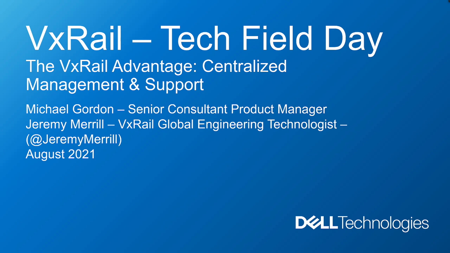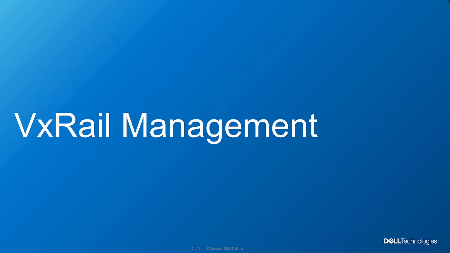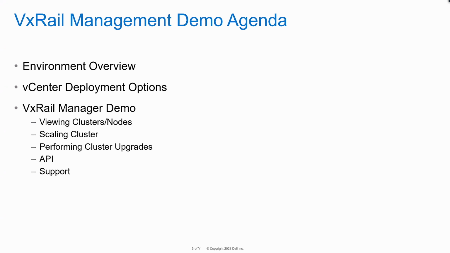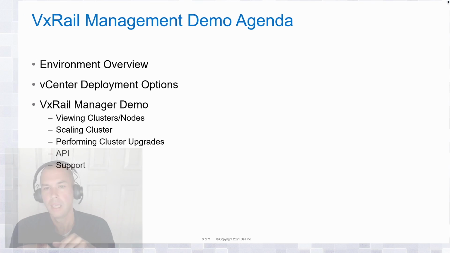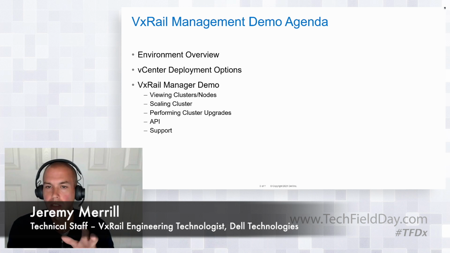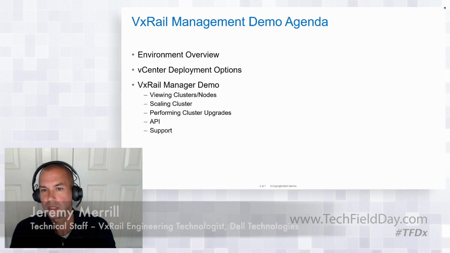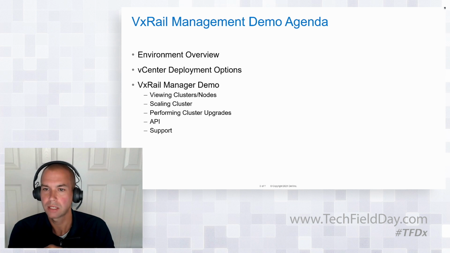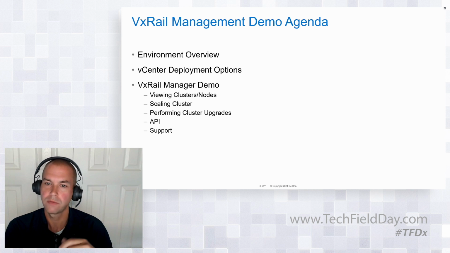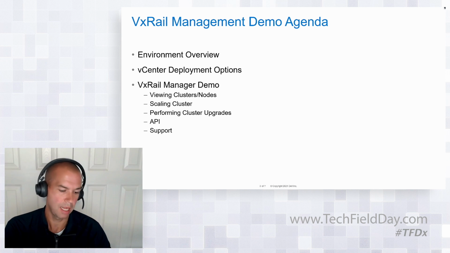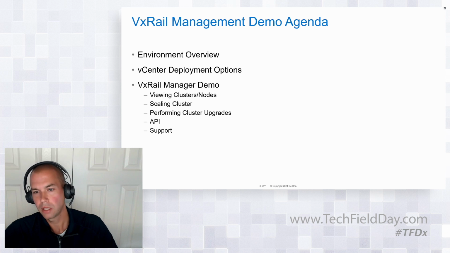So for this section, Michael Gordon and I from our product management team are going to go through some of the VxRail advantage with regards to the management of a VxRail cluster. And to go through that, when we look at the VxRail management side, I'm actually going to go through a demo. So when we log into the environment, first we'll go through an environment overview, talk a little bit about the vCenter deployment options, and then talk a little about some of the VxRail Manager functionality, whether it's viewing clusters and nodes, scaling the cluster, or anything along those lines.